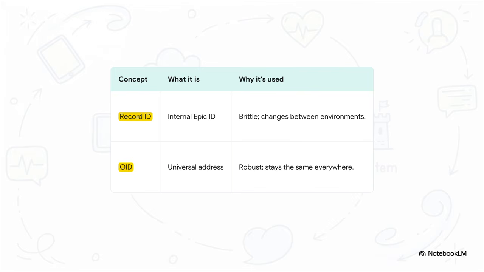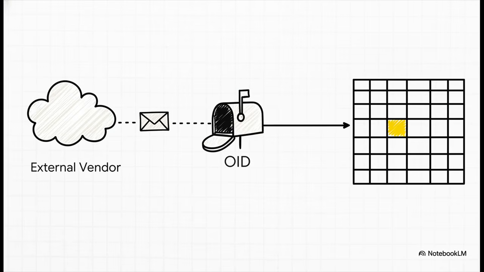You, the Epic analyst, set up this permanent address for, say, a specific flowsheet row, and it stays the same everywhere, forever. So that's the absolute key. The OID acts as that permanent mailing address that you give to the vendor. They just send the data, that score of 92, to that address. Interconnect sees the address and knows exactly which internal filing cabinet, which specific flowsheet row to put it in. This is what makes the whole write-back process so solid and reliable.